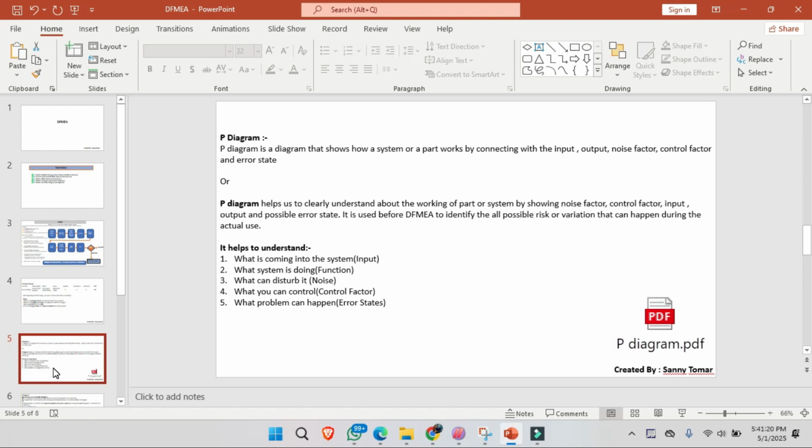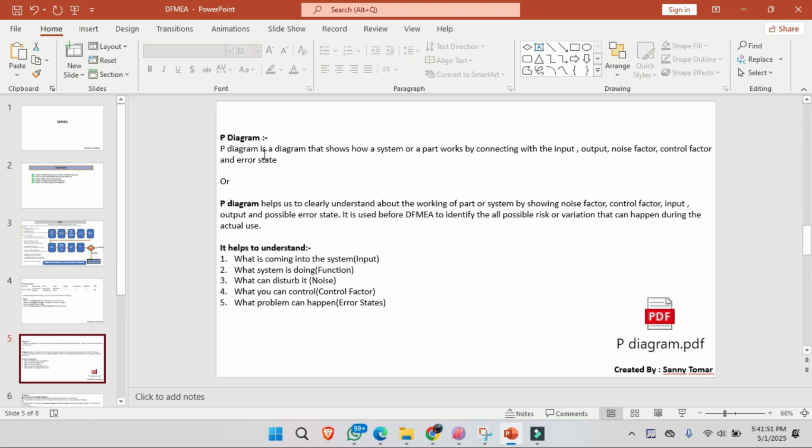In the fifth slide, we are discussing the P diagram. What is the P diagram? The P diagram is used before DFMEA to understand how a system behaves. It identifies input signals, control factors, noise factors, and the output response of your product, and the error states. I also mention the definition of the P diagram.